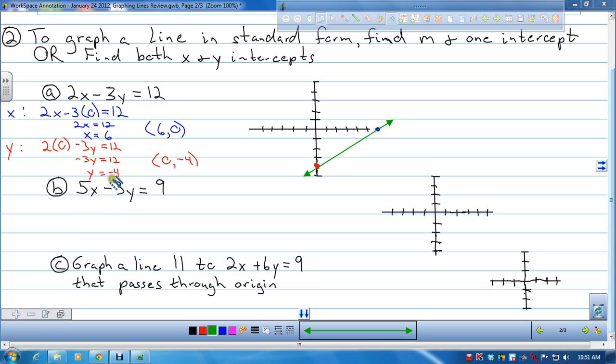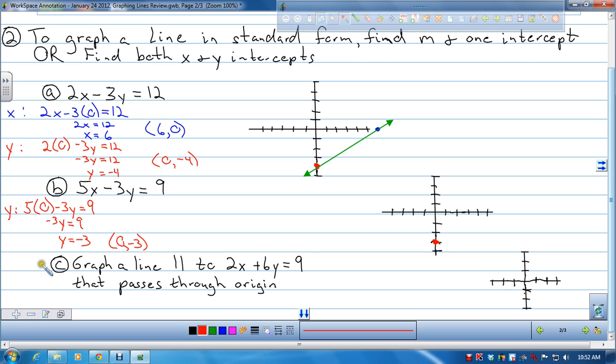You'll have that when one of them is divisible by that c value. So here, since this number is divisible by 9, I am going to be able to find my y-intercept. And I do that by plugging in 0 for x. Well, negative 3y equals 9, which would mean that y would equal negative 3. If y equals negative 3, I've got a point at (0, negative 3). Graph it. 1, 2, 3.